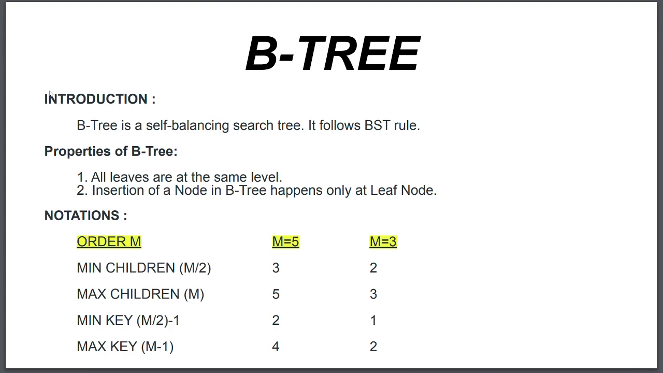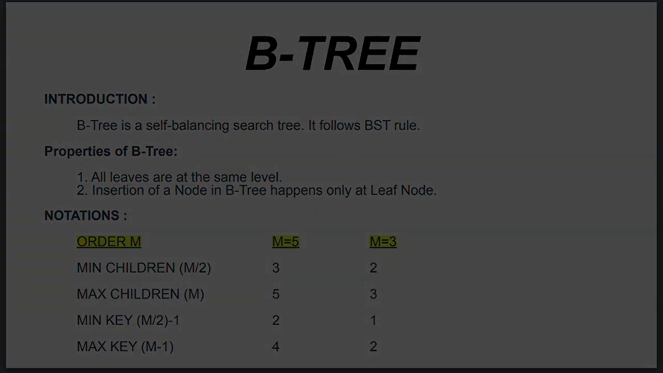So here is the notation and rule of the B tree, when the order is m, that is m equal to 5 and m equal to 3. When m is equal to 5, the minimum children, that is m by 2, will be 3. The maximum children m will be 5. The minimum key, that is m by 2 minus 1, will be 2, and the maximum key m minus 1 will be 4. When the order m is equal to 3, the minimum children m by 2 is equal to 2, the maximum children m will be 3, the minimum key m by 2 minus 1 will be 1, and the maximum key m minus 1 will be 2. So this is the rule for the B tree.